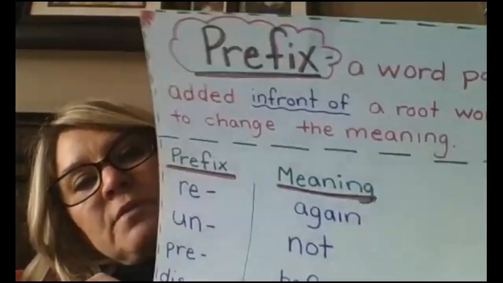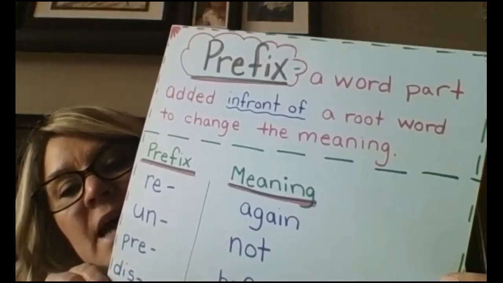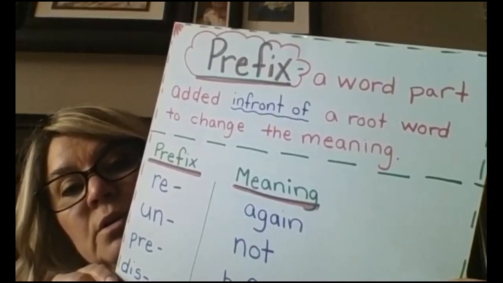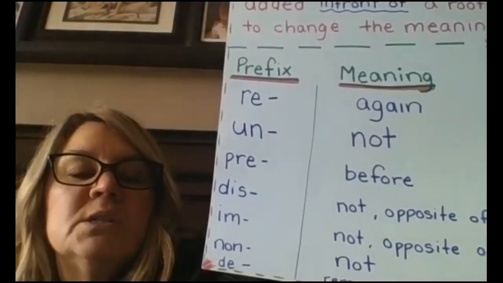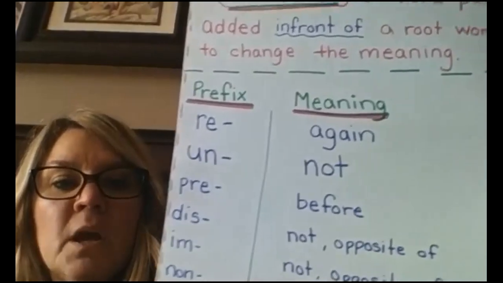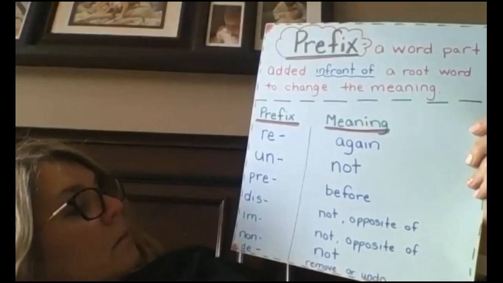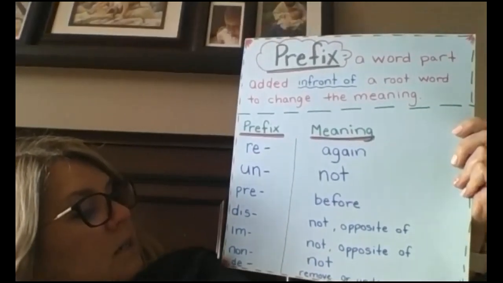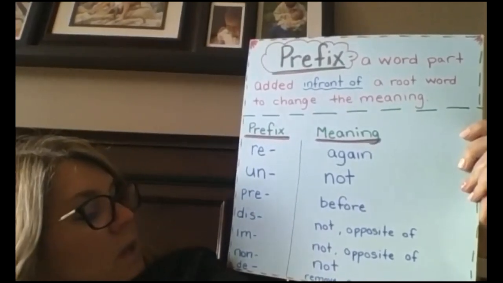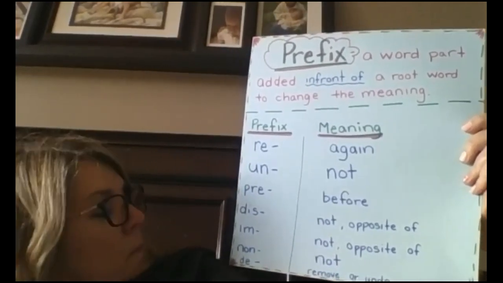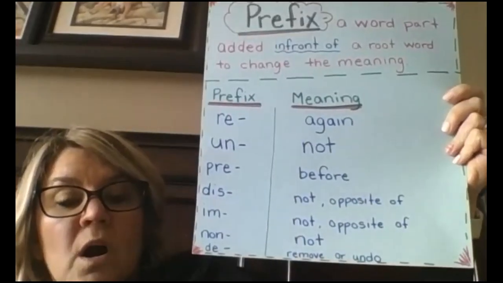So here are some of our prefixes. A prefix is a word part that's added in front of a root word to change the meaning of the word. So if you look at some of these prefixes, you can see re means again, un means not, pre means before, dis is not or the opposite of, im means not or the opposite of, non is not, and de means to remove or undo.